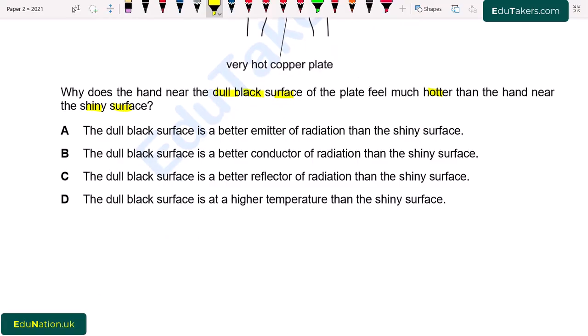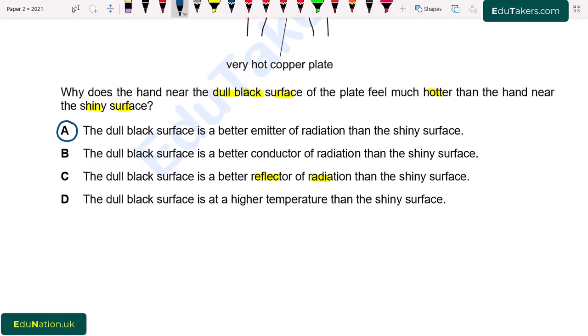So the options are: A, the dull black surface is a better emitter of radiation than the shiny surface. B, the dull black surface is a better conductor of radiation than the shiny surface. C, the dull black surface is a better reflector of radiation than the shiny surface. D, the dull black surface is at a higher temperature than the shiny surface. So which one of the following is correct from here?